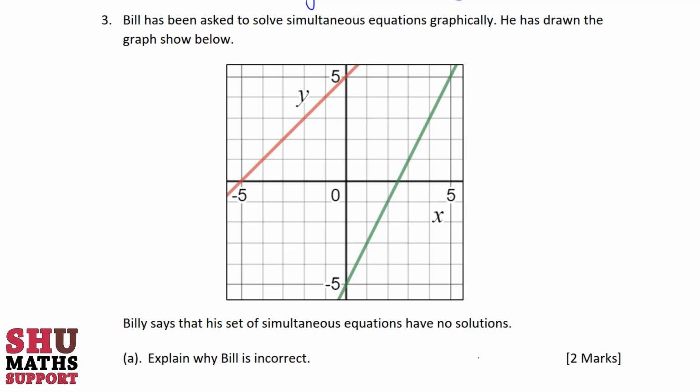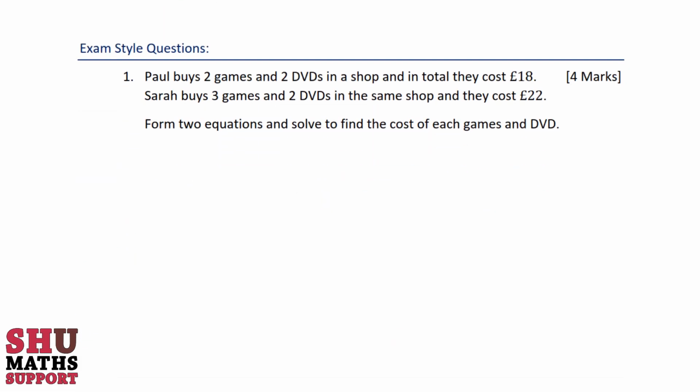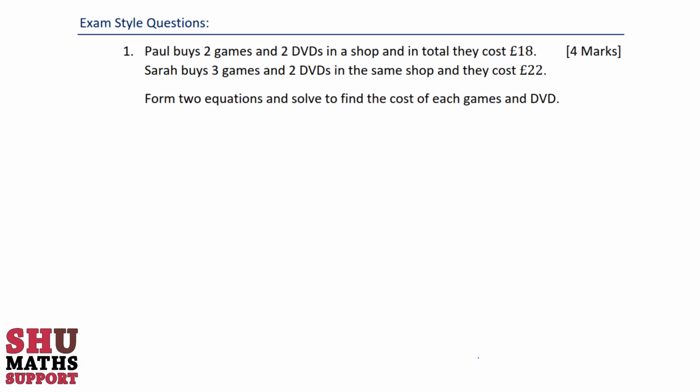So we're just going to move on to the exam style questions now. So here we have Paul buys 2 games and 2 DVDs in a shop, and in total they cost £18. Sarah buys 3 games and 2 DVDs in the same shop, and they cost £22. Now form 2 equations and solve to find the cost of each games and DVDs.